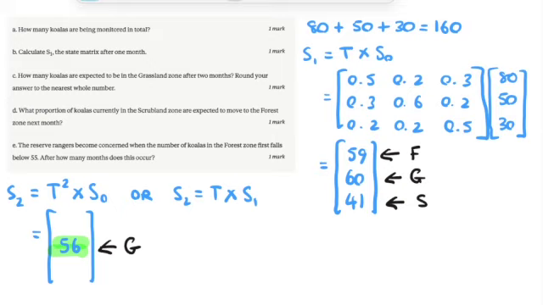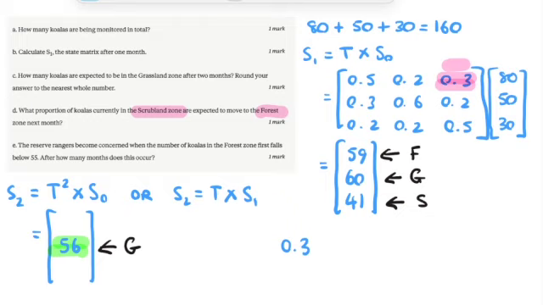Okay, part D. What proportion of koalas currently in the scrubland zone are expected to move to the forest zone next month? Well, for that one, we can just read off our T matrix. So looking at our T matrix, we want to know who is in the scrubland zone, so that is looking at our third column. Moving to the forest zone, so it's going to be this number here, 0.3. So our answer to part D will be 0.3.